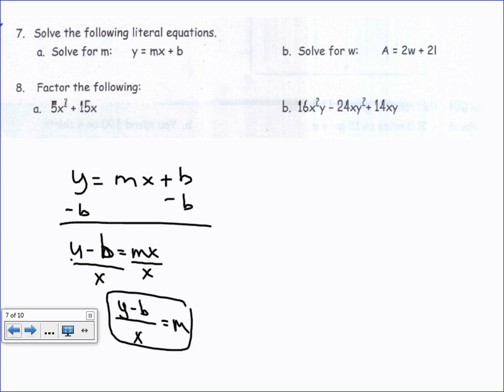What is this formula? Area equals 2W plus 2L. That's the formula for what?